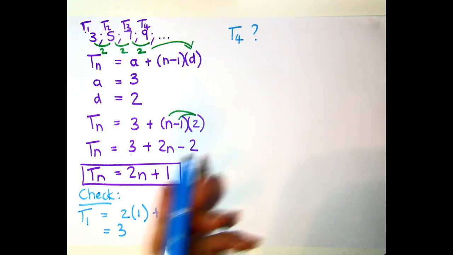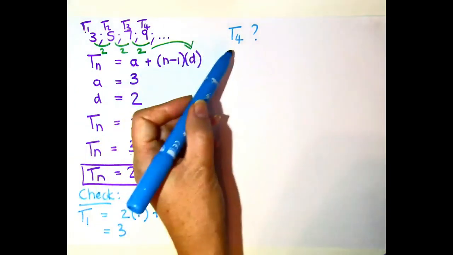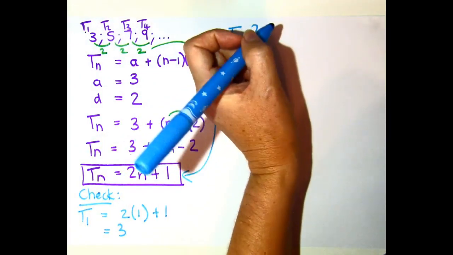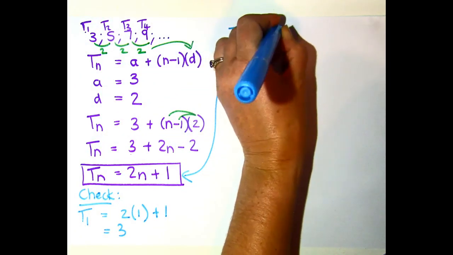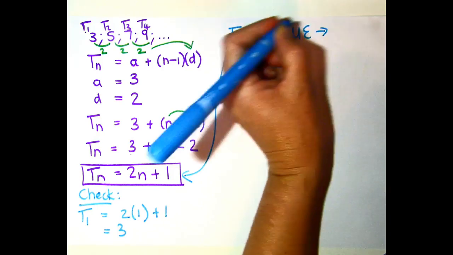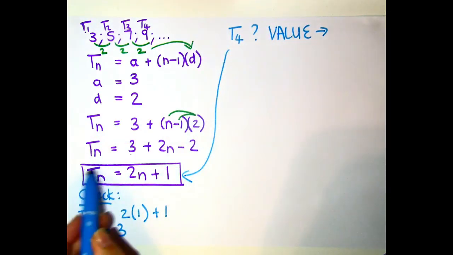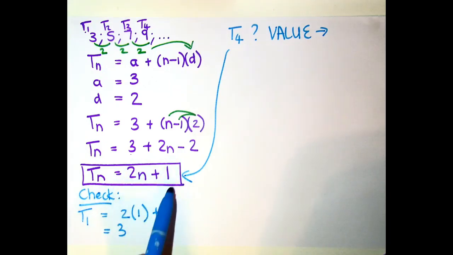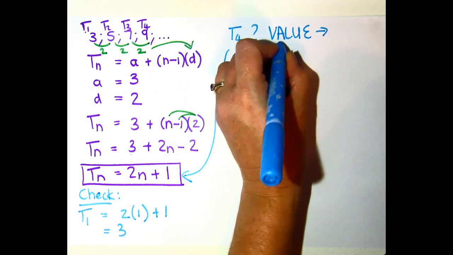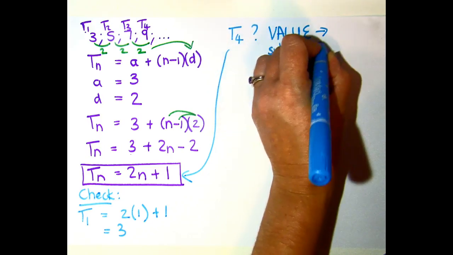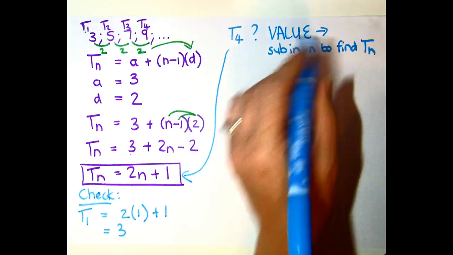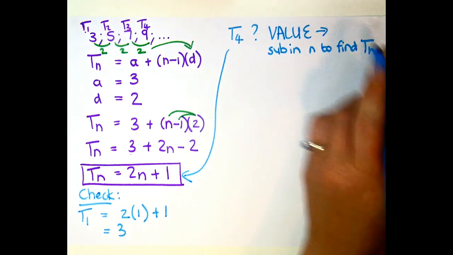So if I want to find T4, what I've got to do is I've got to substitute that 4 into the n. So when they want the value, they're asking for the T4. And they're asking you to calculate it, okay? So what I'm going to do is I'm going to sub in n to find my Tn. This happened to be 4 and 4, okay?